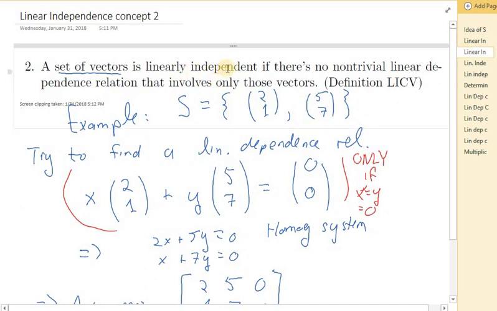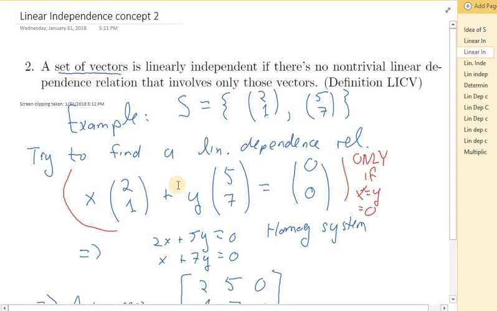A set of vectors is linearly independent if there is no non-trivial linear dependence relation that involves only those vectors. Example, let's take these two vectors, 2, 1, and 5, 7. Sorry, the mouse is frozen. Try to find a linear dependence between these two. That would mean that we would have some constant times this one plus some constant times this one, getting me the 0 vector.